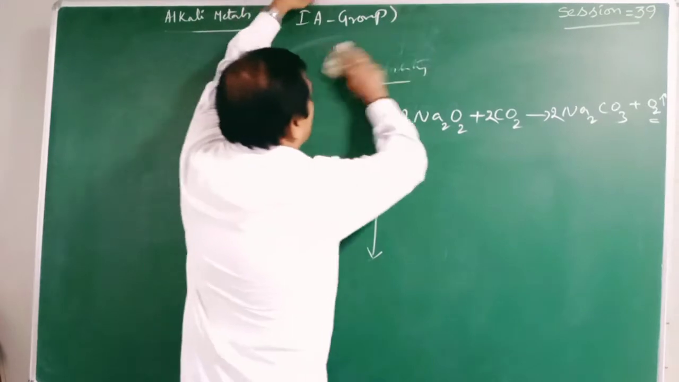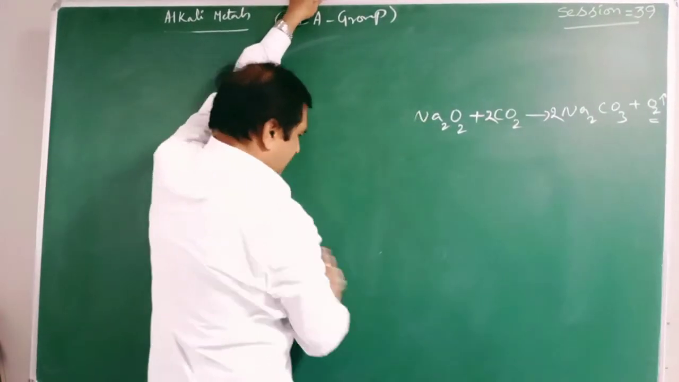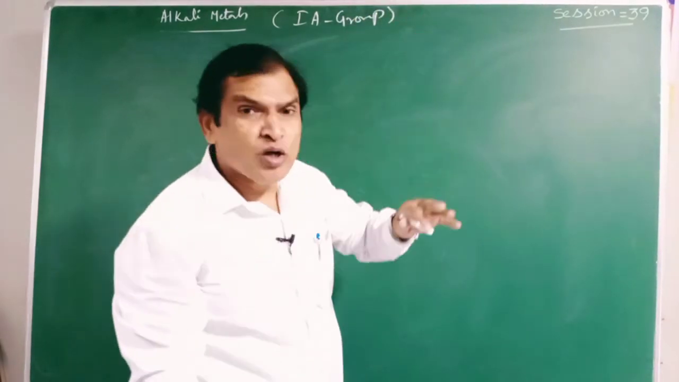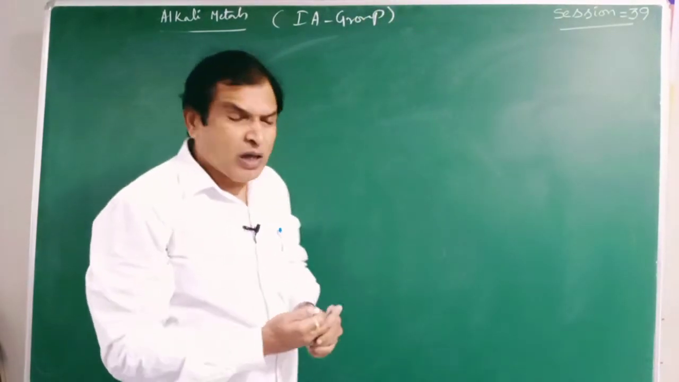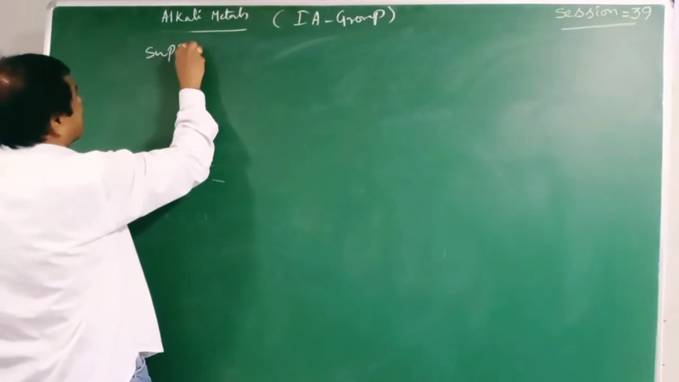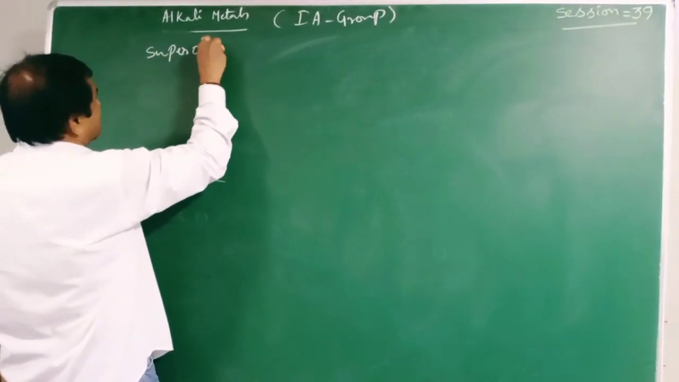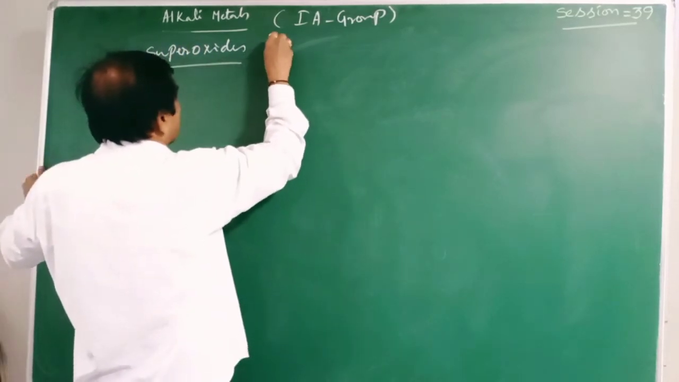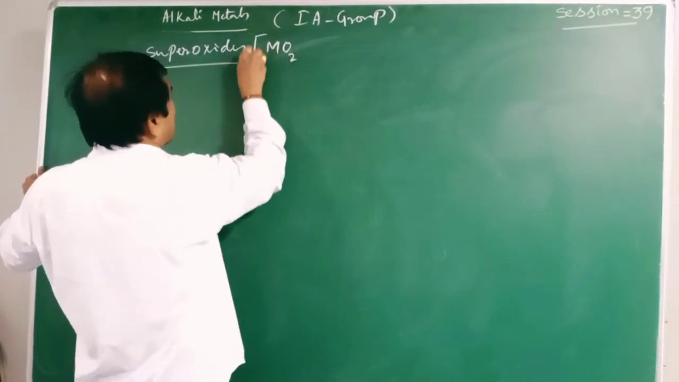Next, the monoxides and peroxides are diamagnetic. Now coming to the superoxides. Superoxides of alkali metals. The superoxide formula is MO2 type.